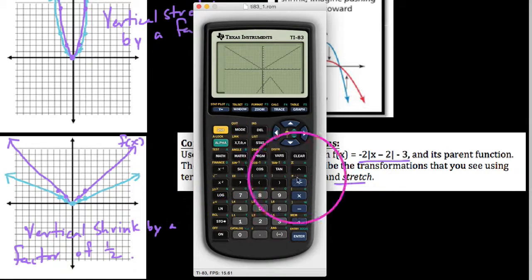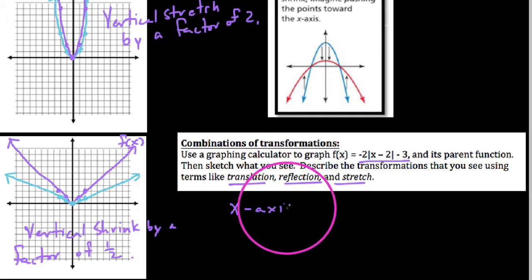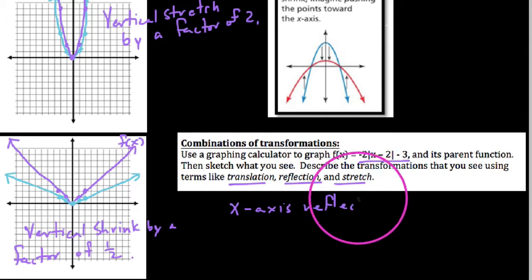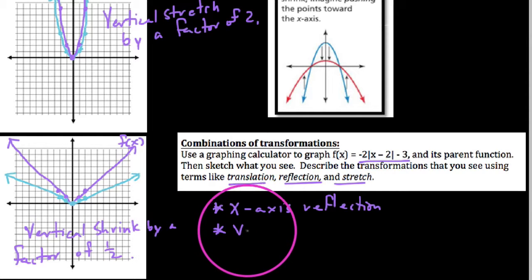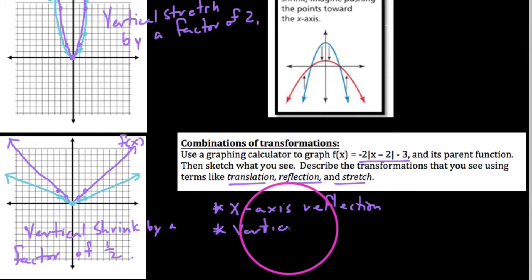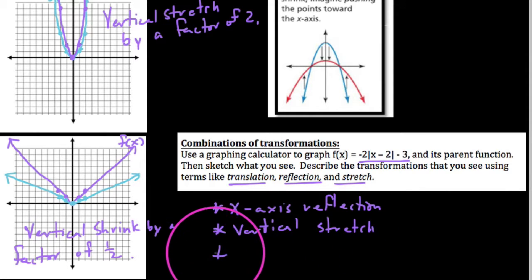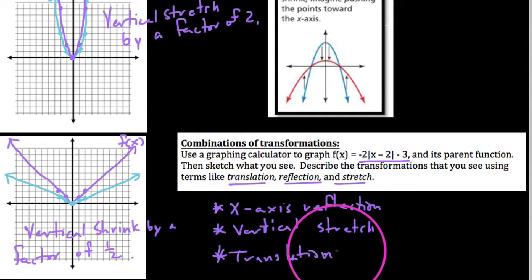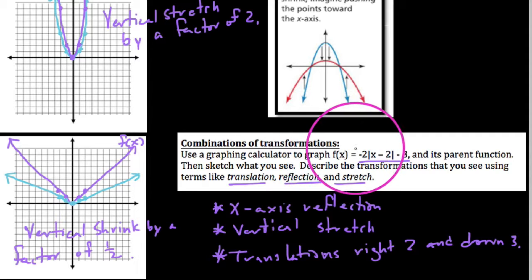So as far as our transformations are concerned, we have an x-axis reflection. Okay. That was one transformation. We have a vertical stretch. And then we have translations, right 2, and down 3. Our goal in the future will be to indicate these things by looking at the function.